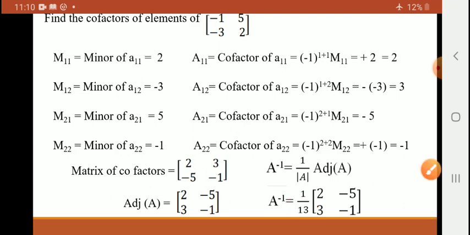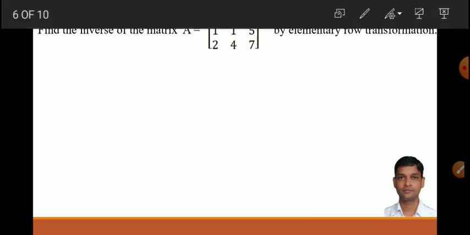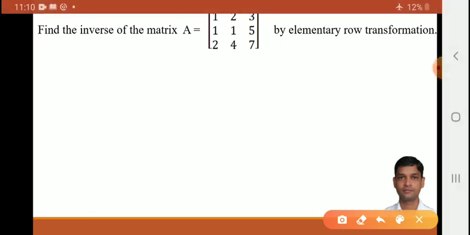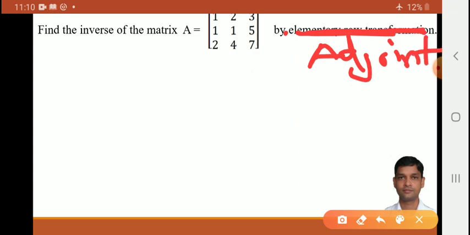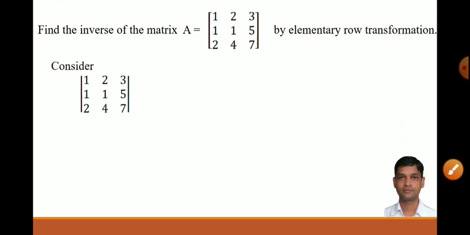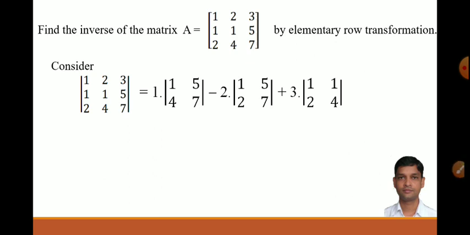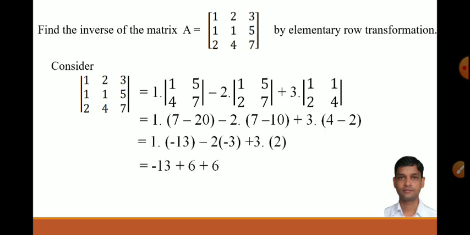Okay. Now this is about a 2 by 2 matrix. Now a 3 by 3 matrix. How to find the inverse of a 3 by 3 matrix? By the adjoint method. Okay. Now first we have to find the determinant. Consider the determinant of that matrix, 1 into this. Okay, so find the determinant first.